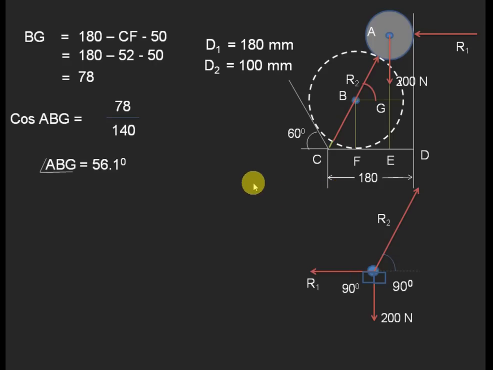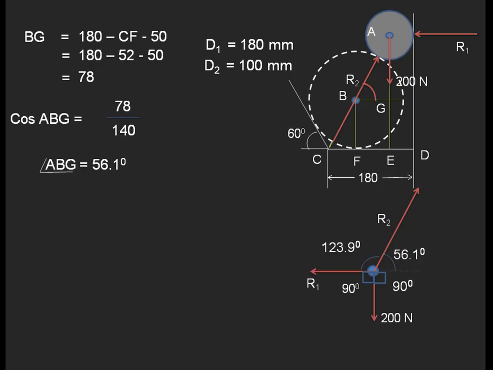So now angle ABG is equal to cos inverse of 78 by 140. By using the calculator we can get the angle as 56.1 degrees. That means this angle, the inclination of R2 with the horizontal line, is 56.1 degrees. So the total angle from R1 to this horizontal line is 180 degrees. So 180 minus 56.1 degrees on this line diagram, we get the angle as 123.9. So we know all the angles between each of the two forces.